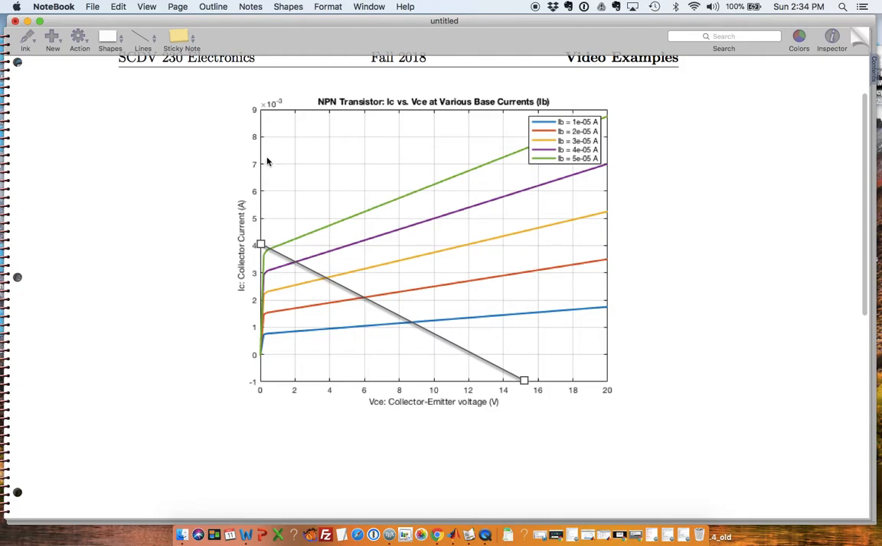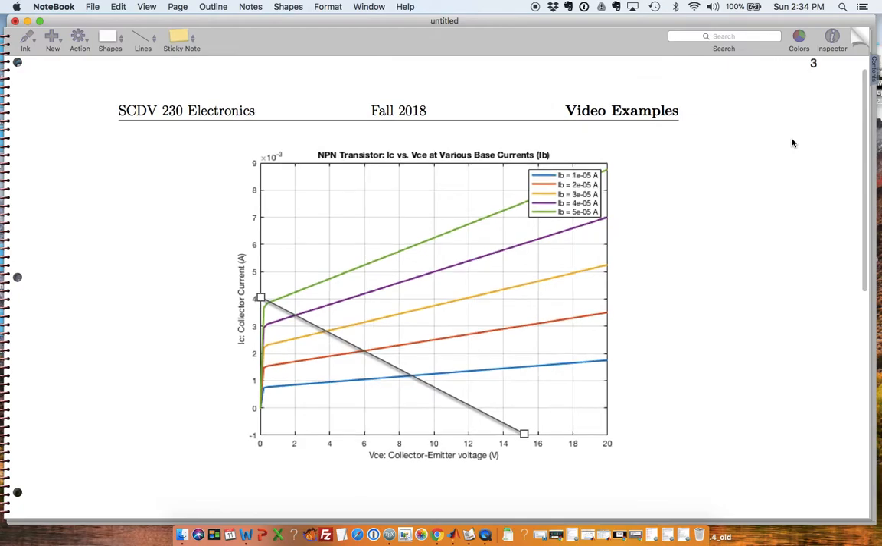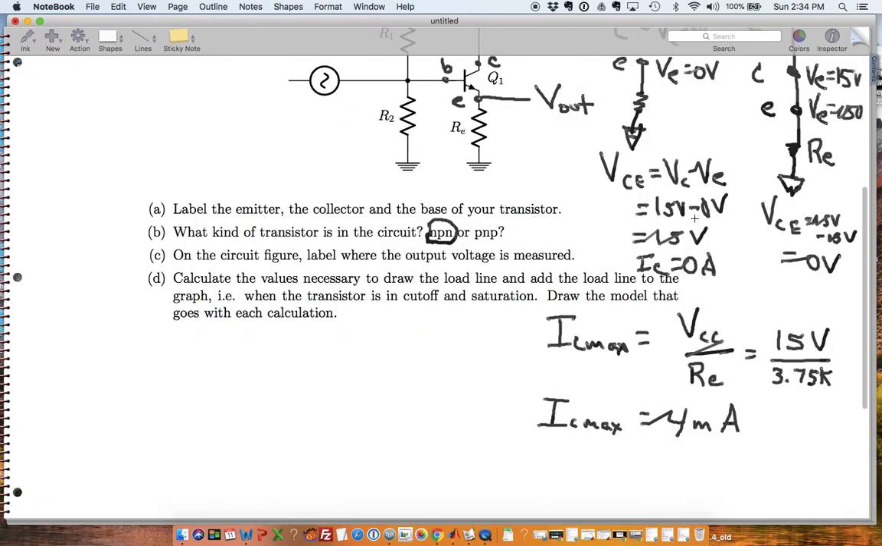Notice that this is 4 times 10 to the minus 3 amps, so that's why I'm saying it's 4 milliamps. And in this case, my current is 0. This is cutoff, and in cutoff we have no current flowing, so that's 0, and then my VCE is 15. And so let's go to the next question.